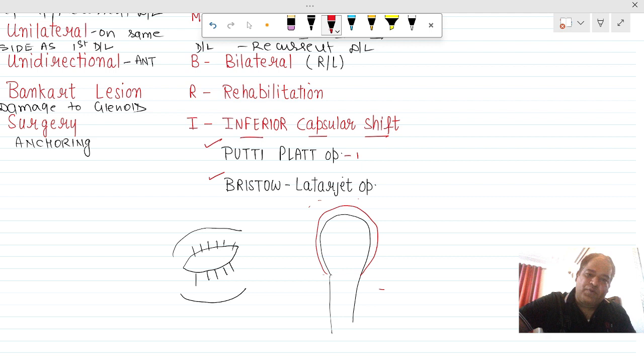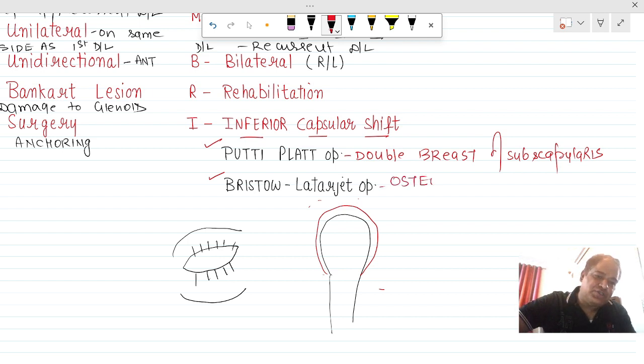So there are two named procedures. Putti-Platt operation. What is Putti-Platt operation? Double breasting of subscapularis tendon. And Bristow-Latarjet operation.